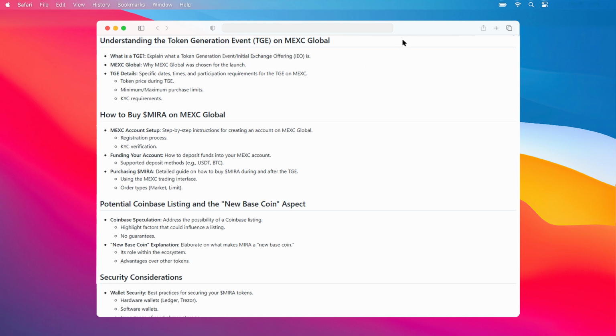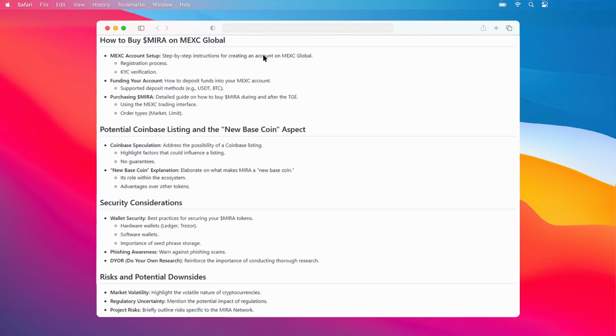Let's get practical with how to buy $MRA on MEXC Global. We'll provide step-by-step instructions for setting up a MEXC Global account, covering the registration process and KYC verification. Then, we'll guide you through funding your account, highlighting the supported deposit methods like USDT or BTC. Finally, we'll walk you through the process of purchasing $MRA both during and after the TGE, explaining how to navigate the MEXC trading interface and utilizing different order types, such as market and limit orders.